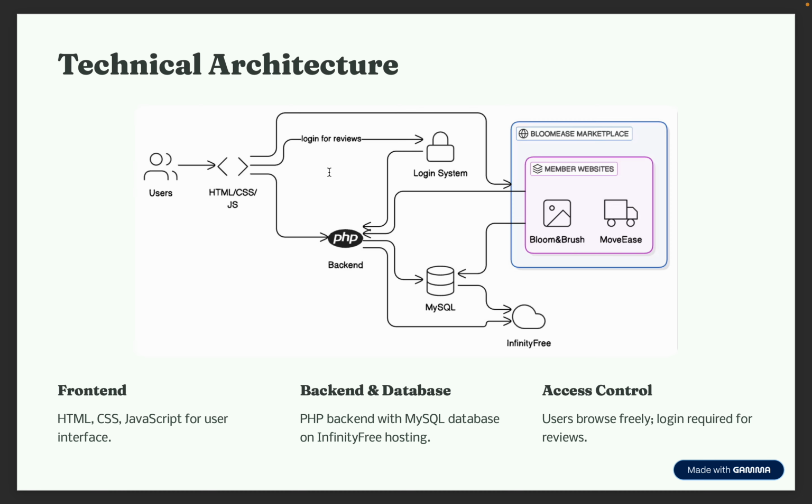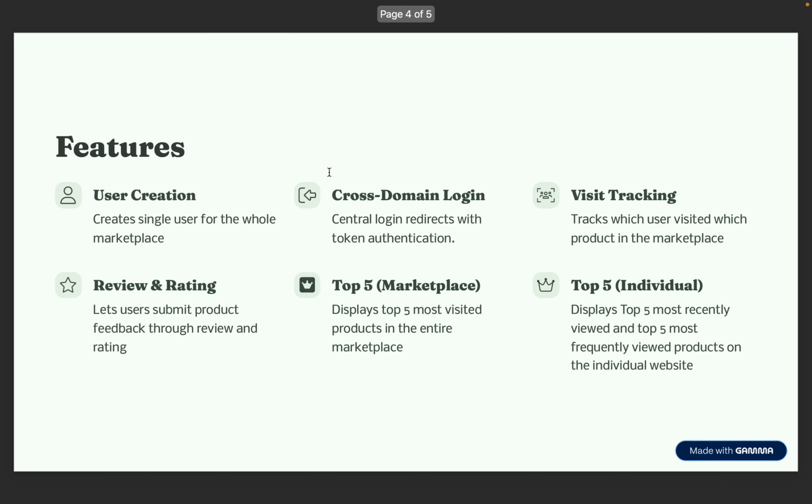If he chooses either one, for example Bloom and Brush, he'll be able to add a review to a product or art which is shown on the products page. All this is implemented in InfinityFree, which is the hosting platform. The front end is HTML, CSS and JavaScript, and the back end is PHP and MySQL. So this was our overall architecture of our system.